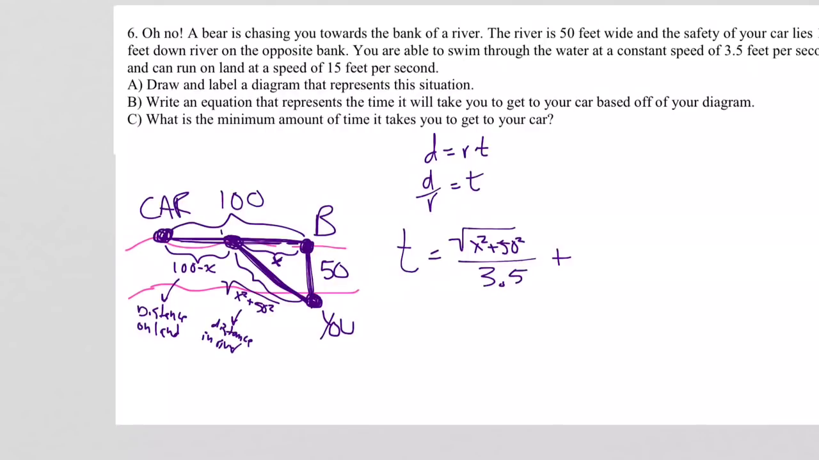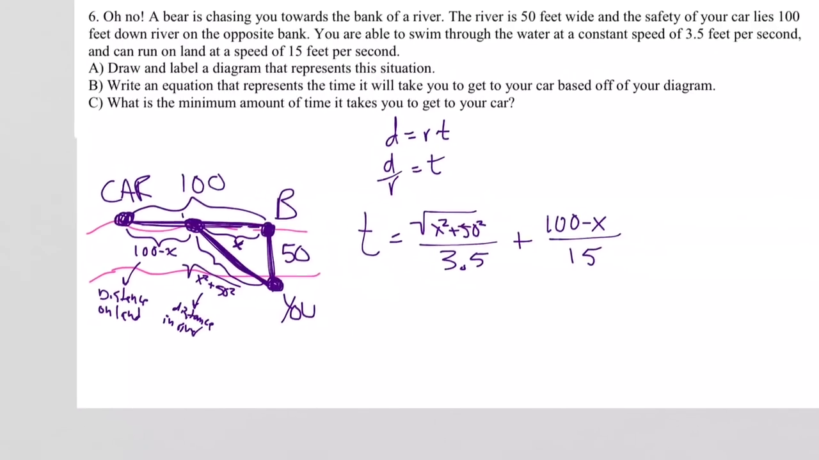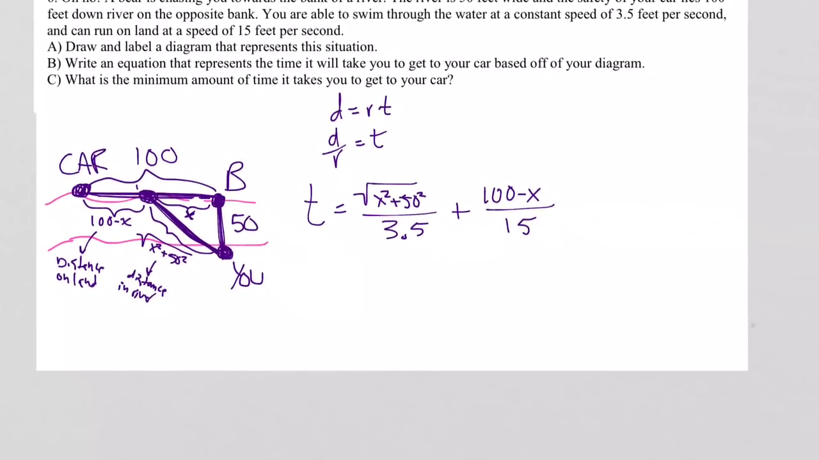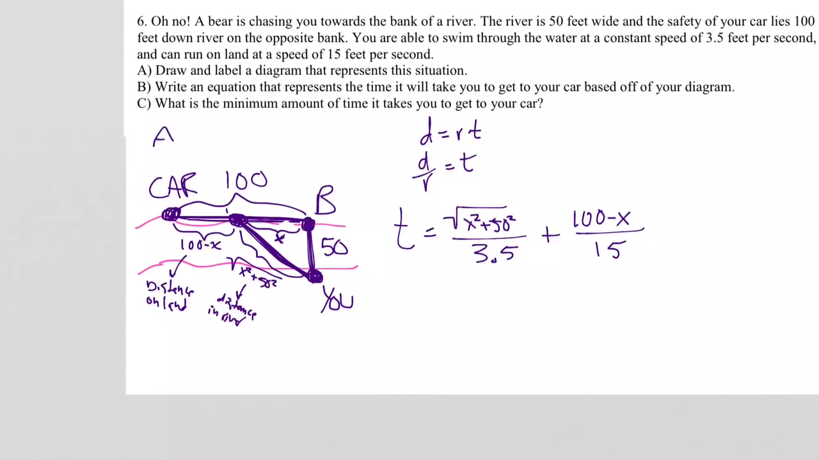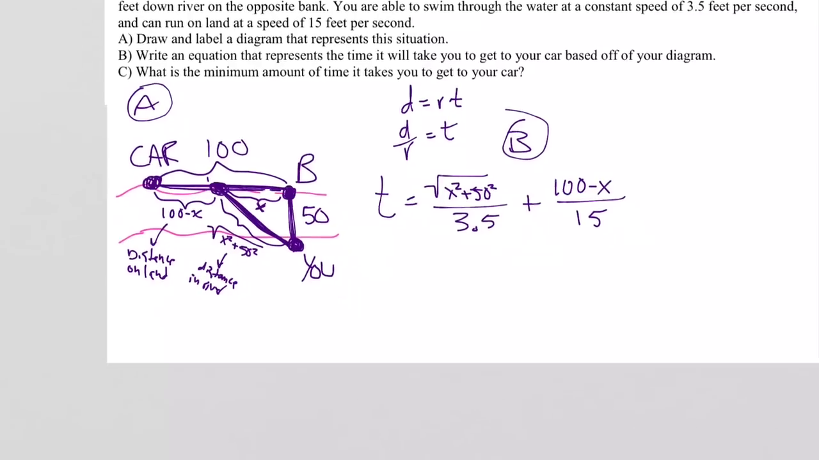And let's add to that our time on land, which will be our distance on land, 100 minus x, divided by our speed on land, which is 15 feet per second. So now we have distance on land divided by speed on land gives us time on land. So our time equation, t, tells us the time. Okay, cool. So here is our part A. Here is our part B. And now let's do part C. What is the minimum amount of time it takes you to get to your car?